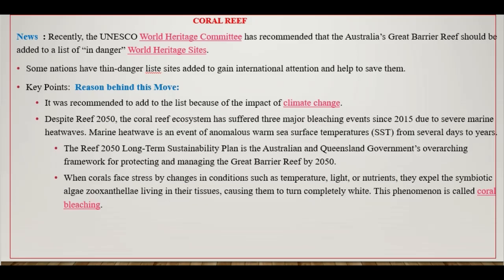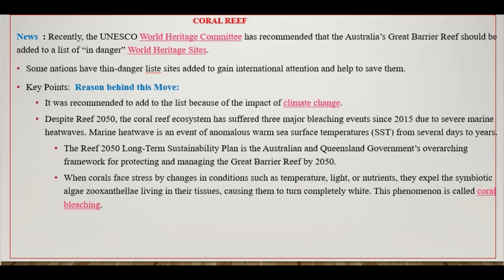So what is the main reason? It is climate change. The Australian government has also come up with the framework called Reef 2050, which has a few plans or ideas which help in the conservation of Great Barrier Reef.